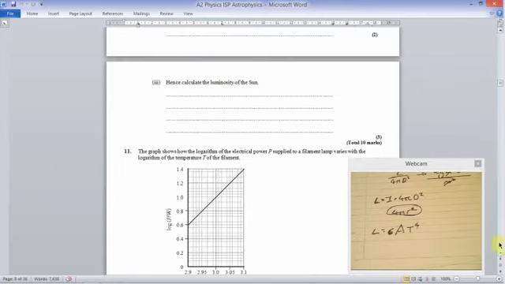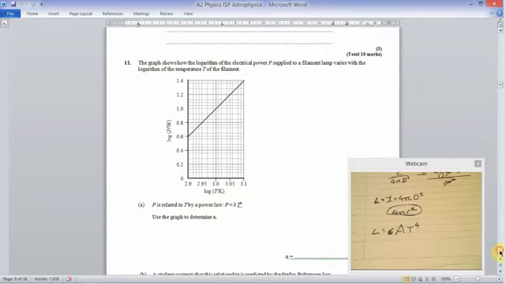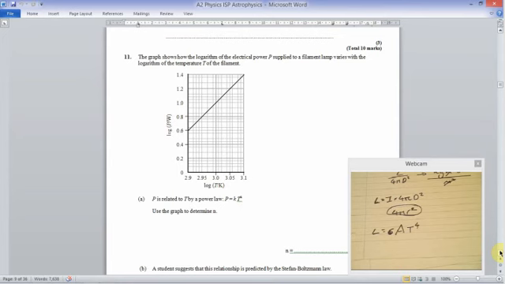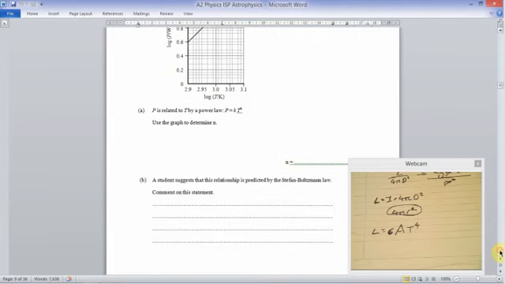Right, 11. So we've got the idea of a filament lamp, and we've got a log graph for it, so log power against log T. So we need to use the graph to find n. It's straightforward. You just need to find the gradient. The gradient of that graph is going to give us the value of n. Pretty straightforward. Should be able to do that.